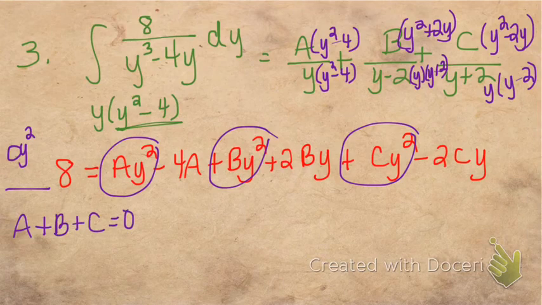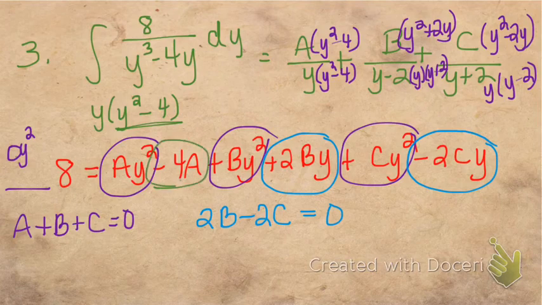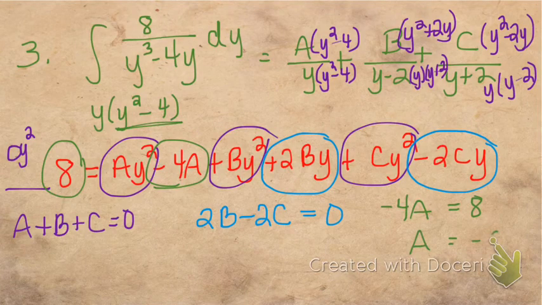Then you combine the things with y's. 2by minus 2cy. Drop the y's. There's no y on the other side, so that equals 0. And then you combine the negative 4a equals 8. Alright, that gives you a is negative 2.